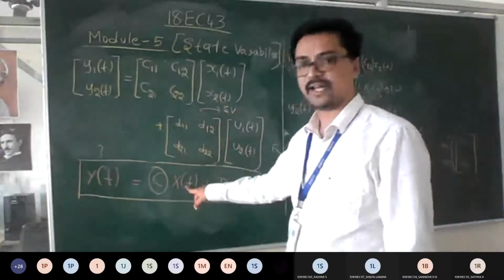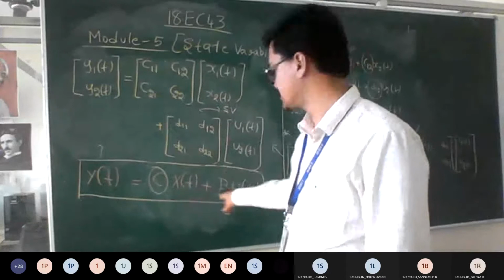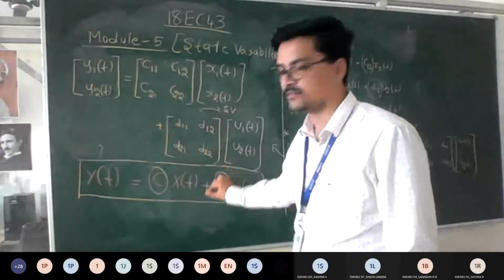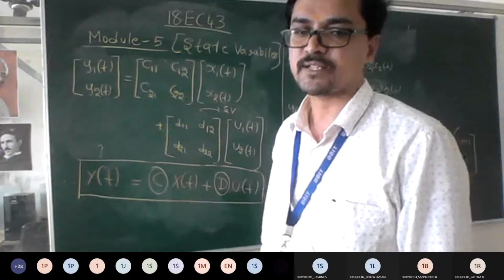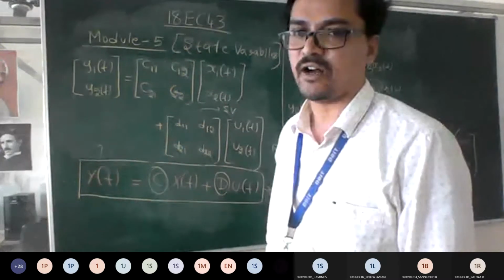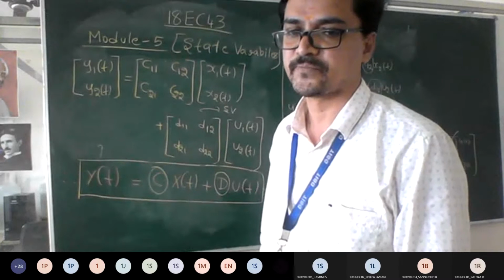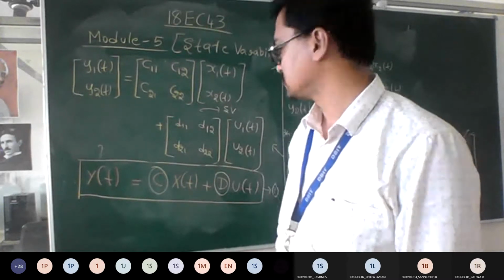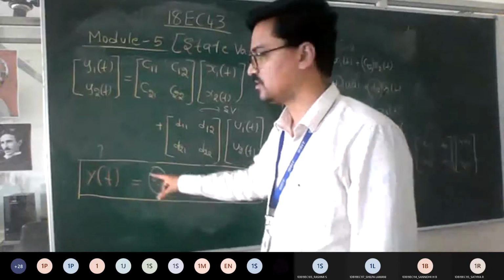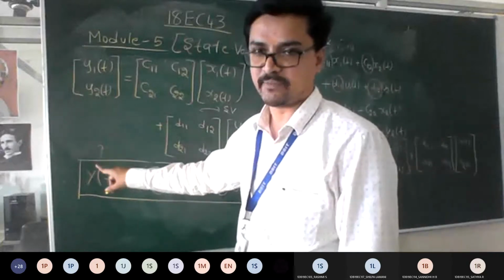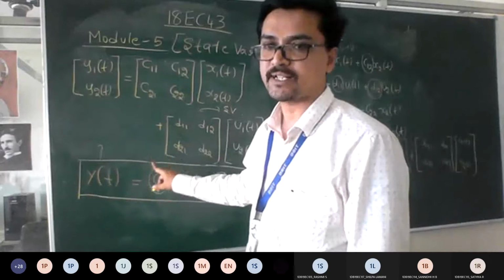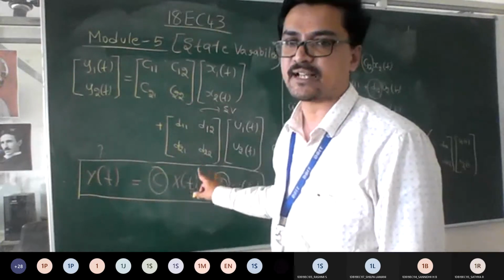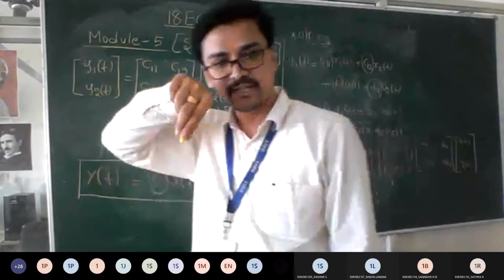I hope you already know x of t is the state variable matrix, and u of t is the input variable matrix. So the only thing you need to know about now is D. What is D? D represents the direct transmission matrix. So all three are written: y of t, output vector matrix; C, output matrix or observation matrix; and D is called the direct transmission matrix. Am I clear till here? Is it okay?